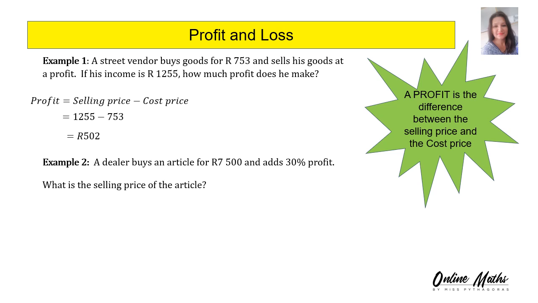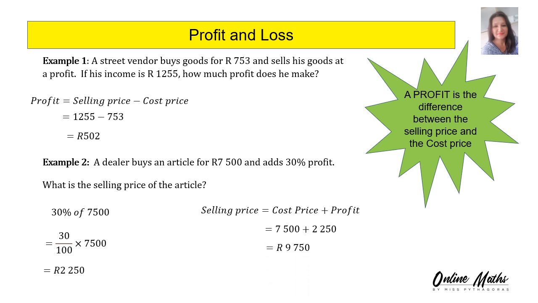Example 2. A dealer buys an article for 7,500 rand and adds 30% profit. What is the selling price of the article? So we say 30% of 7,500 is 30 over 100 times 7,500, which is 2,250 rand. Then the selling price will be the cost plus the profit. Therefore, the selling price is 9,750 rand.